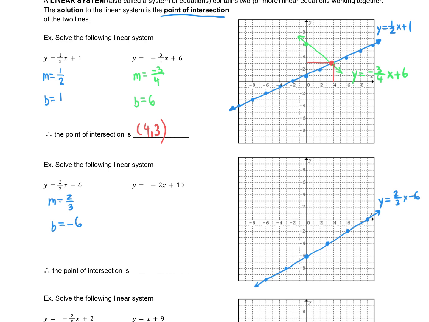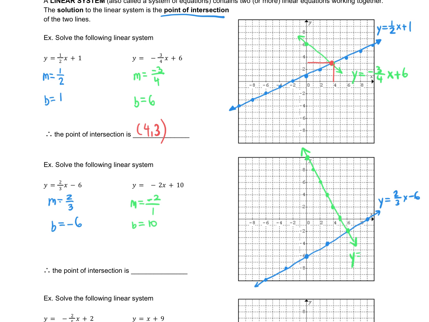For the next equation, our slope is -2, but I want to see it as a fraction, so I'll put it over 1, and the y-intercept is 10. So I'm going to go to 10 on my y-axis, and now I'm going to go down 2, right 1. I haven't hit my other line, so I'm going to continue. Down 2, right 1. Continue, continue, and now I've hit the other line. So I'll connect my dots.